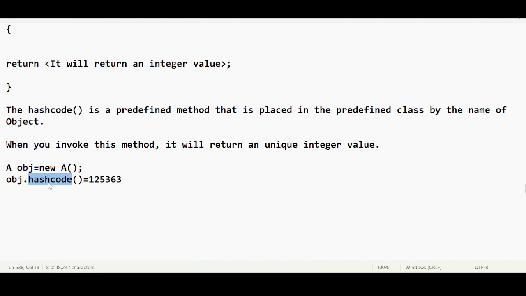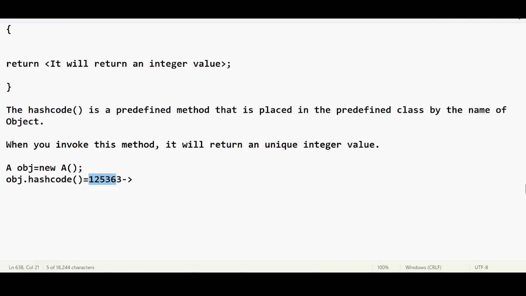You will get a respective integer value. It can be anything. It is not like it is going to be 125363. It is not like that. It can be any integer value, but it is always going to be the same. If you invoke hashCode on top of the obj today, this is the value. If you invoke it after some time, the value is going to be the same.